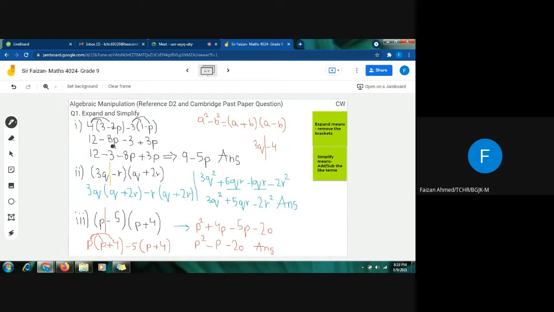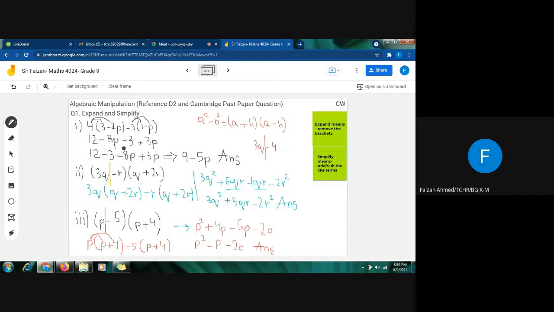What is the sign of 8p? The sign of 8p is minus. What is the sign of 3? The sign of 3 is minus. And what is the sign of 3p? The sign of 3p is positive. So always remember the sign of the term is before the term, not after the term. It is not that the sign of 3 is positive. No, the sign comes before the term.